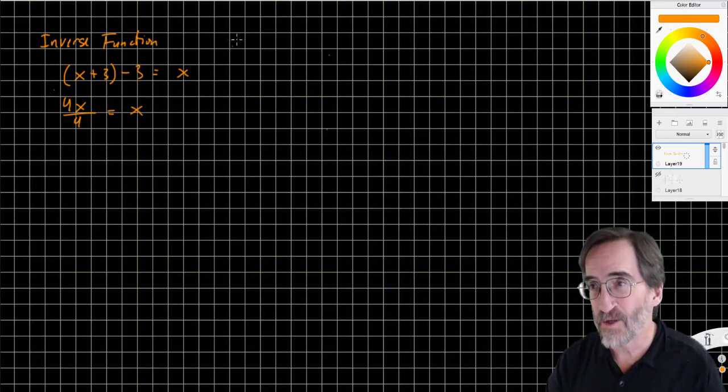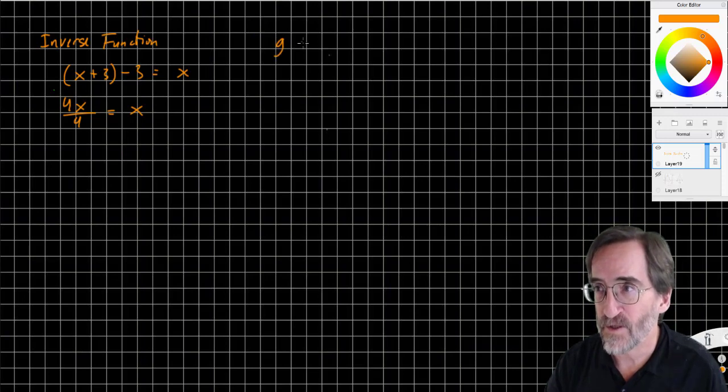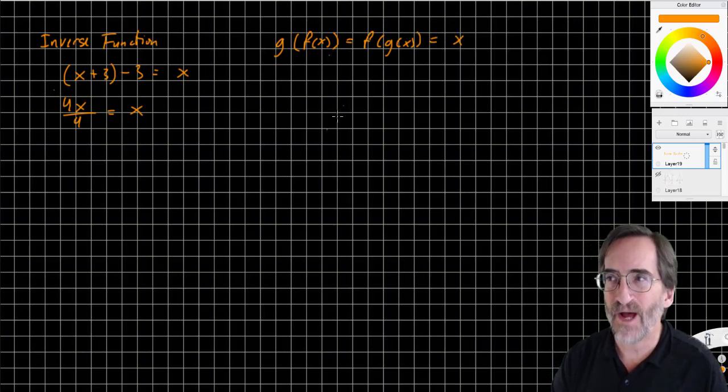So the official definition of an inverse function is: g and f are inverse functions if g composed with f equals f composed with g, meaning it doesn't matter what order you compose them in, equals x, meaning that it takes you back where you started. That would be the definition of an inverse function.